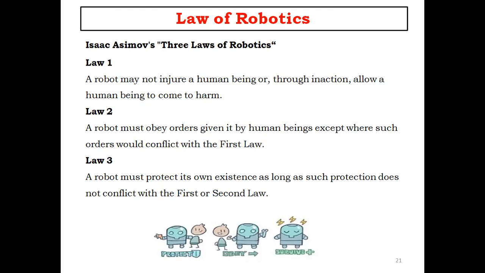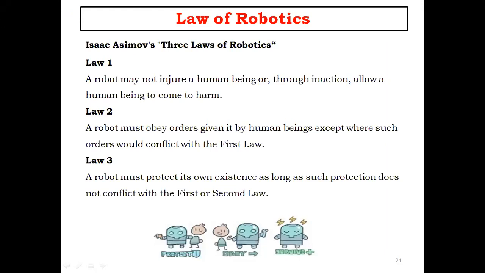The third law: a robot must protect its own existence as long as such protection does not conflict with the first or second law. So it has to protect its own existence, but at the same time obey the orders given by human beings, and it should not injure a human being. This is what is defined by Isaac Asimov's laws, and these three laws have to be constantly followed when we are designing robots.